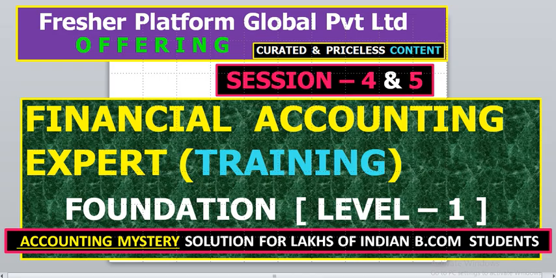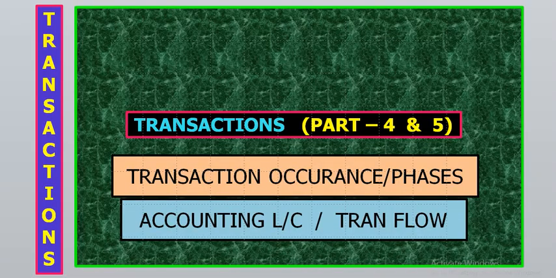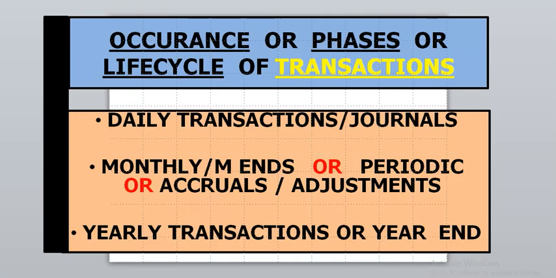And this is session 4 and 5 of Financial Accounting Expert training. This session deals with transaction occurrence, or the different phases of transactions, the accounting life cycle and transaction flow. The phases or life cycle of transactions are divided into three stages. One is daily transactions, the second is monthly, and the third is yearly. These are the three phases of the transactions, like how they occur.